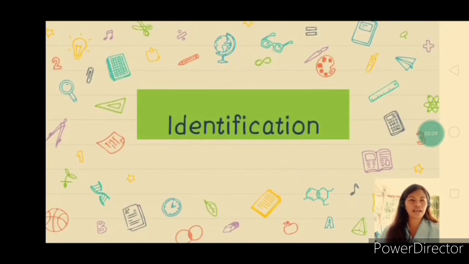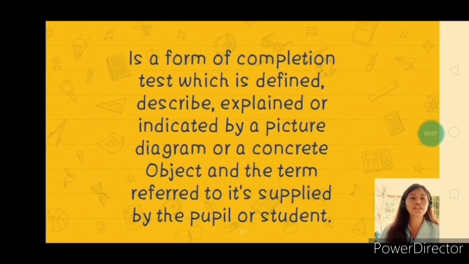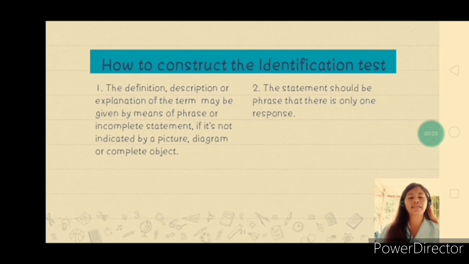Next is identification. Identification is a form of completion test in which a term is defined, described, explained, or indicated by a picture, diagram, or a concrete object, and the term referred to is supplied by the pupil or student. How to construct the identification test? First, the definition, descriptions, or explanations of the term may be given by means of a phrase or incomplete statement. Second, the statement should be phrased so that there is only one response.